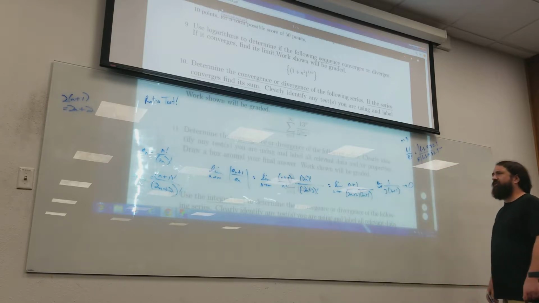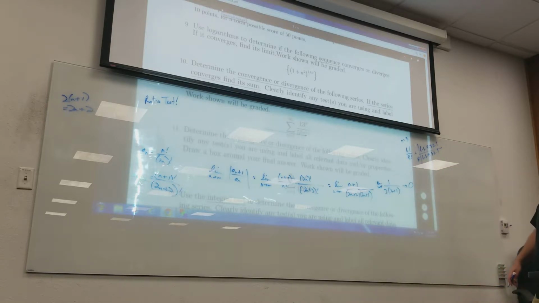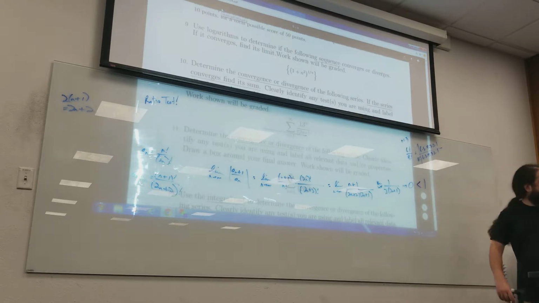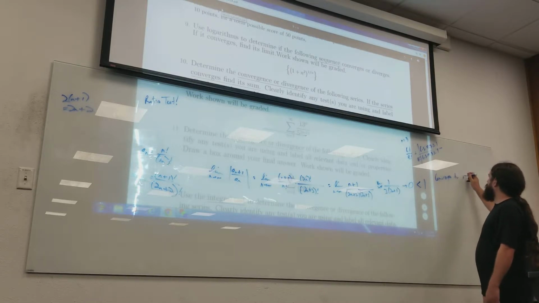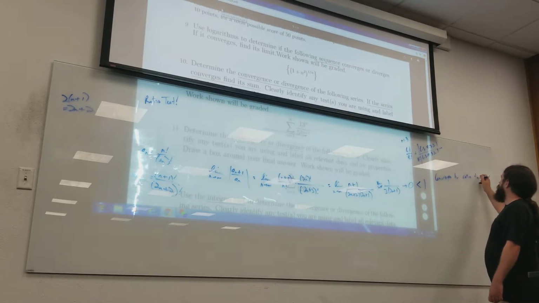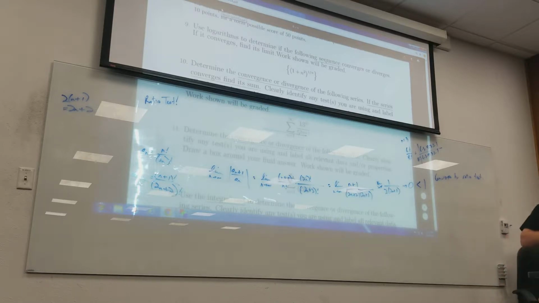All right. So what do we know about 0? What makes that so special? Well, it's less than 1, right? And so it's going to be convergence by ratio test. Just remember that for ratio test, the threshold is 1.